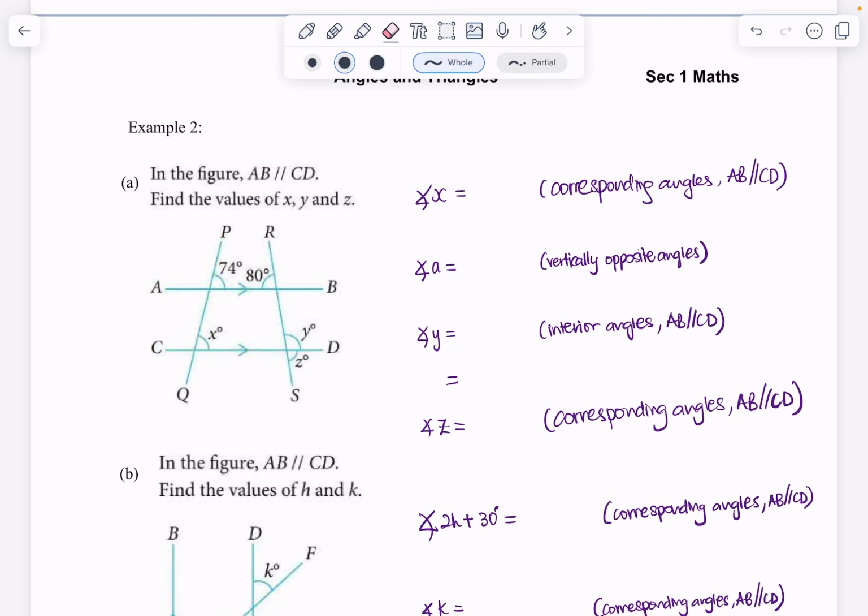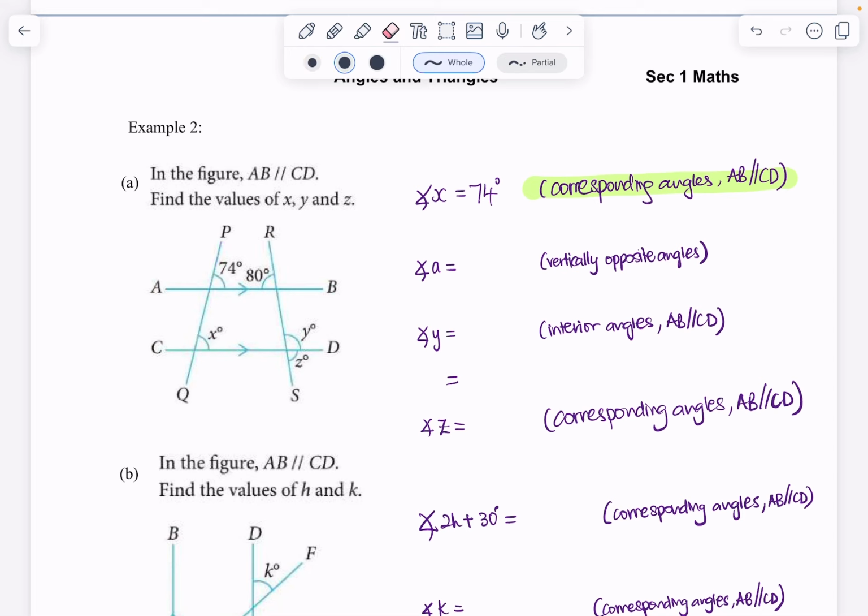Based on what we have gone through, in order to find angle X, what will be helpful is the use of corresponding angles properties. So angle X will be 74 degrees because of the corresponding angles properties. So the reason would be corresponding angles where the lines AB and CD are parallel. Next, we are going to find angles Y and Z.